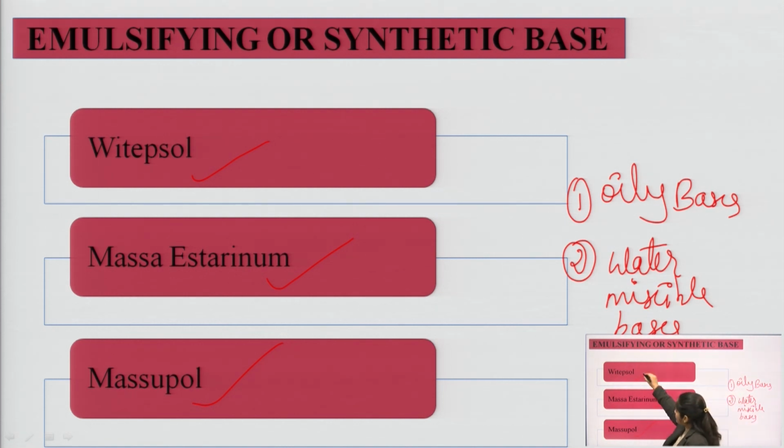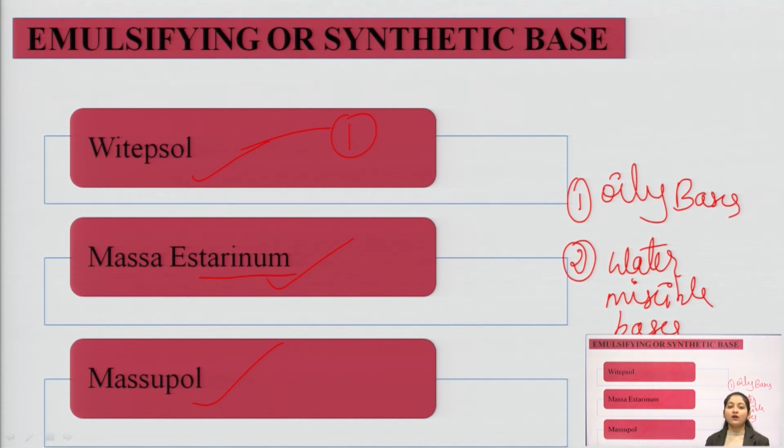Now, understanding Witepsol. Witepsol is made of triglycerides and is solid at room temperature. It also has a melting point of 30 to 35 degrees Celsius. The major advantages of using Witepsol are that it does not become rancid and it has good integrity when incorporated with medicaments of both origins, or if the medicament is amphiphilic in nature, then Witepsol is definitely used. Then moving on to Massa Estarinum.